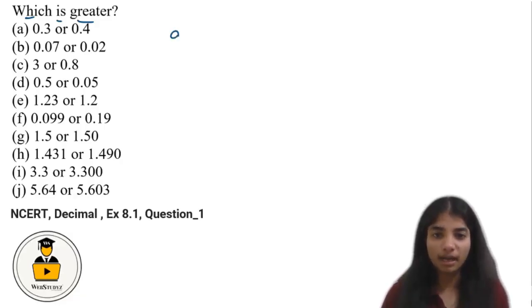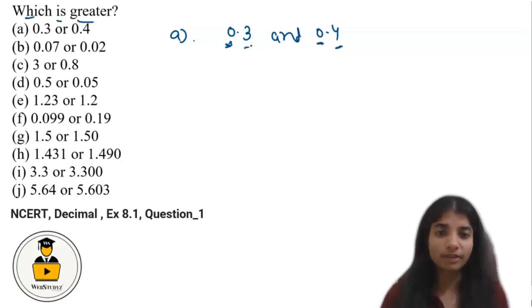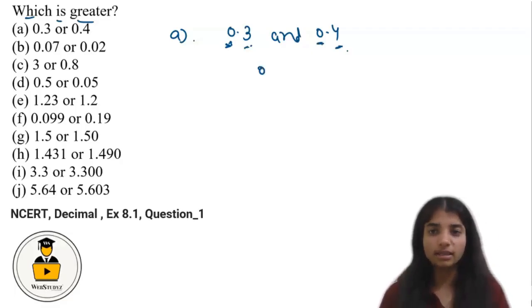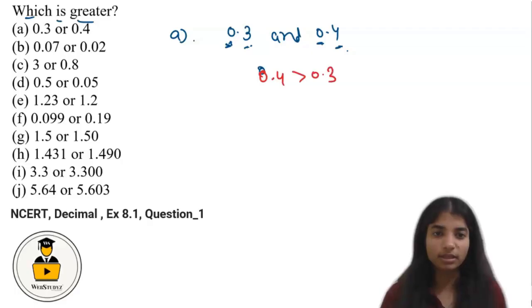In part A, we are given the numbers 0.3 and 0.4. We know that 4 is greater than 3, and the zeros are equal on both sides. In the first place after the decimal we have 3 and 4. We know that 4 is greater than 3, so we can say that 0.4 is greater than 0.3. So this is the answer to part A of this question.